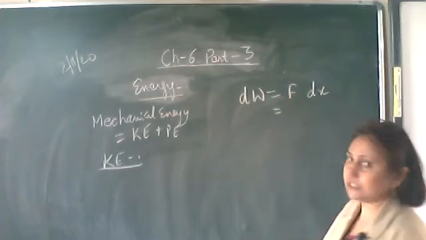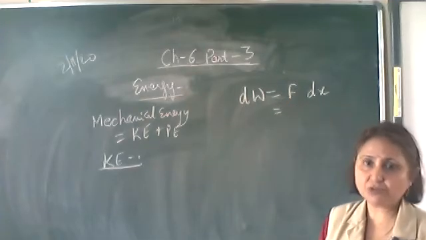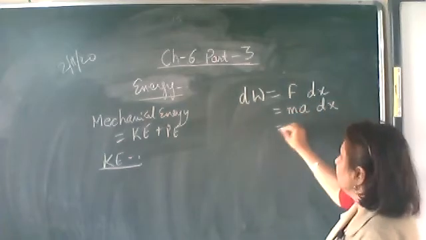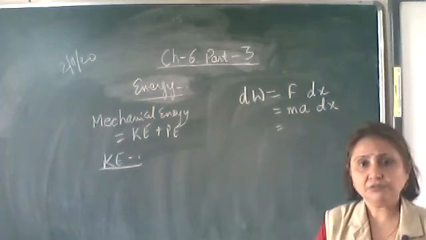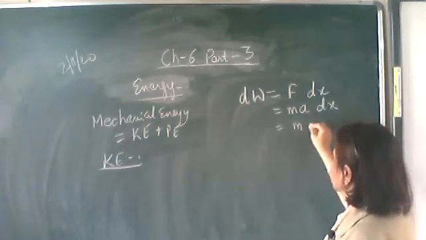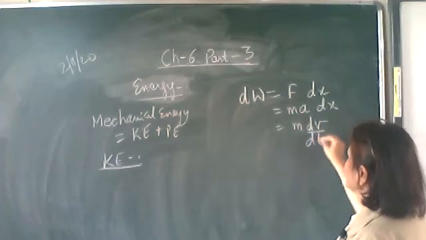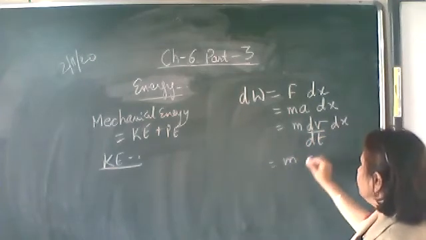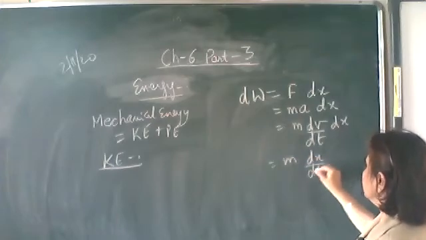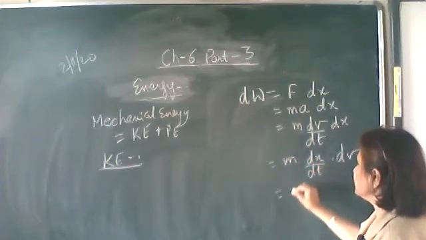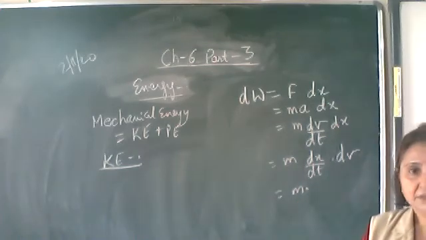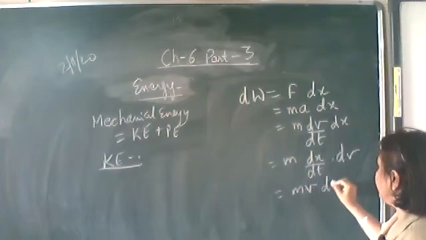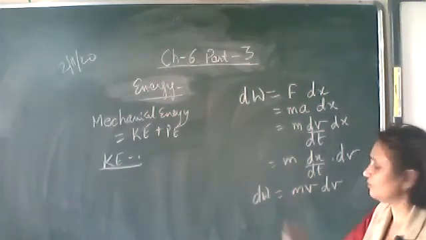Now we know that force is equal to mass into acceleration, because force always produces some acceleration. Force is given as mass into acceleration, and acceleration is equal to dv upon dt, the rate of change of velocity with time. Now this can be written as m into dx upon dt into dv. What is this quantity dx by dt? It is the rate of change of displacement, which we call velocity. So m v into dv is the small amount of work done.